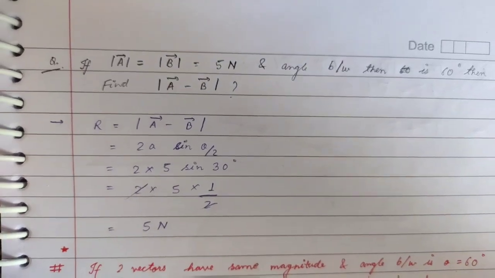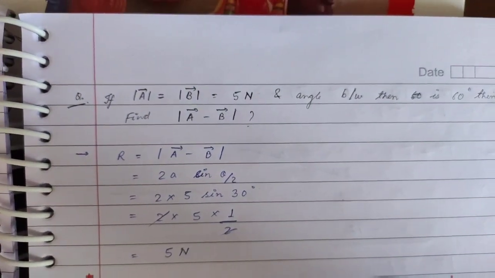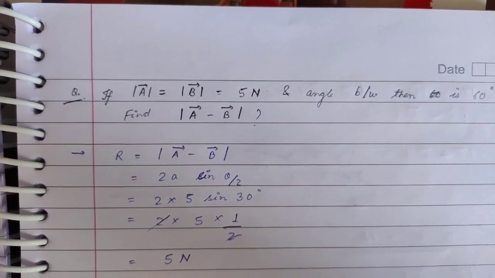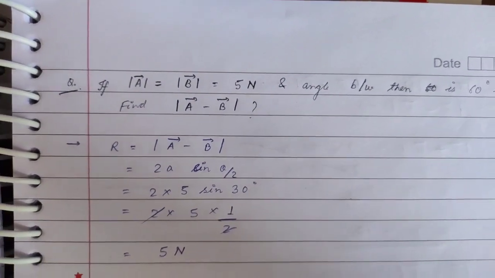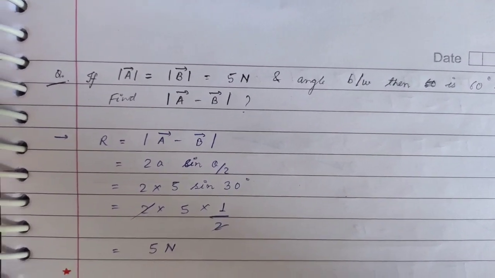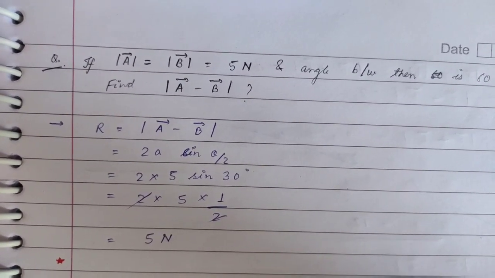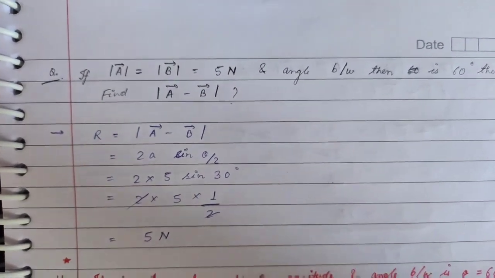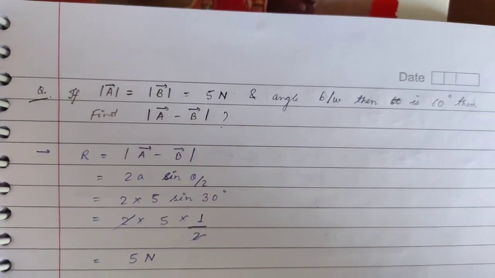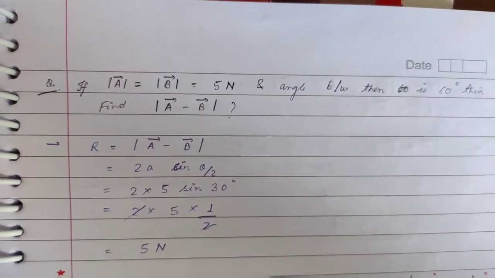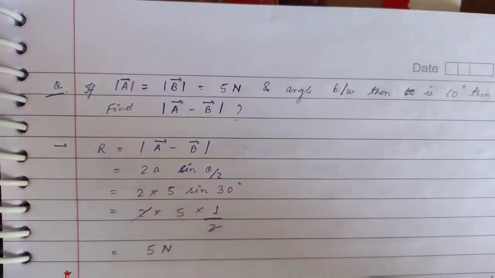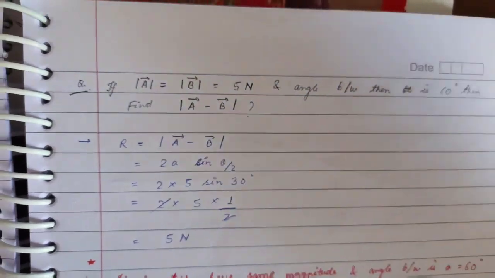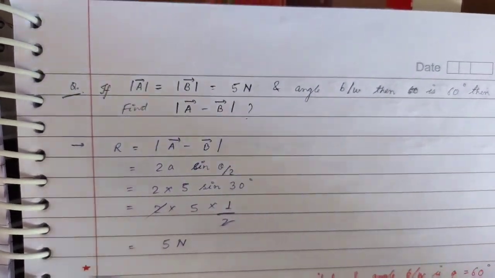We know that when two vectors are equal, we use the formula in subtraction 2a sin theta by 2. Here A is 5 Newton, so 2 into 5 sin 60 by 2, which gives sin 30. And sin 30 value is 1 by 2. So the 2 gets cancelled and we get the resultant as 5 Newton. This proves that if two vectors are equal and the angle between them is 60 degrees, and we have to find the subtraction of the two vectors, then the resultant is also the same.